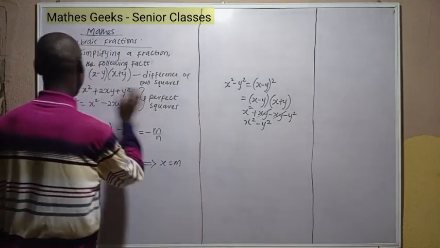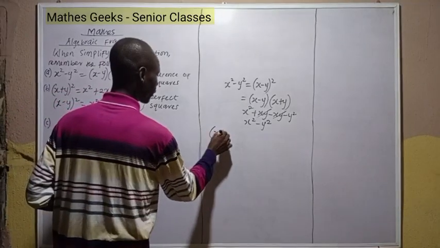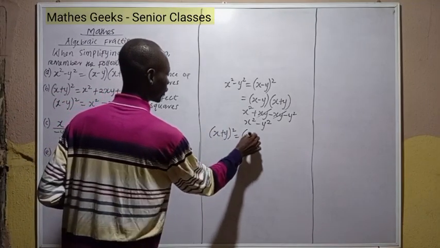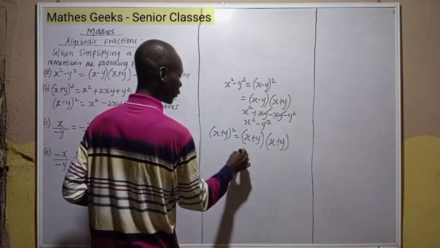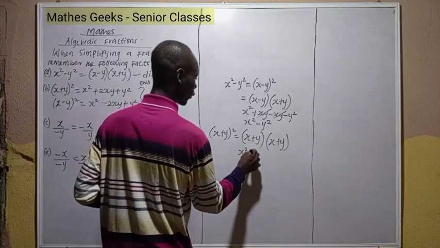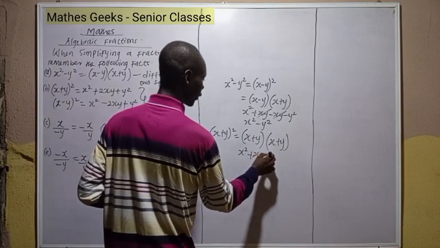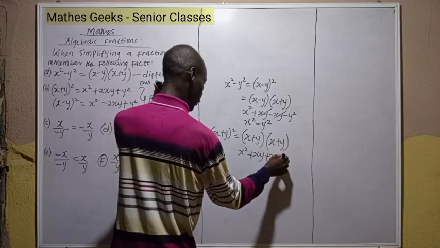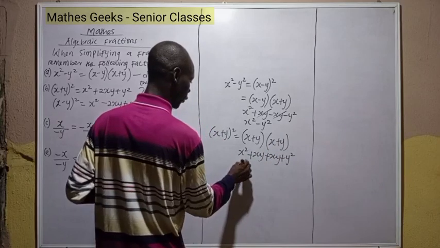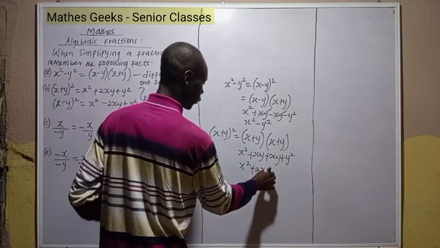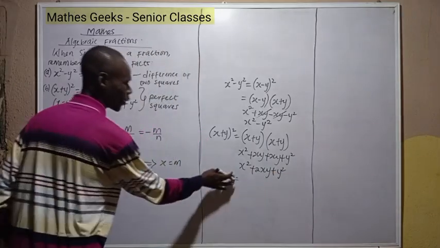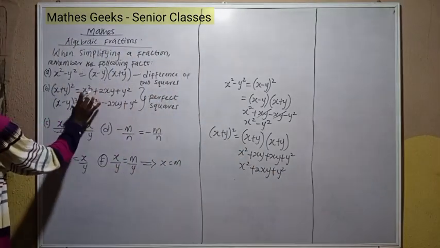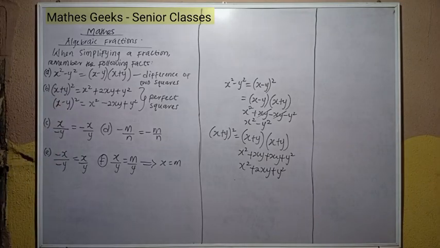The difference between these and this is that x plus y squared simply means x plus y and x plus y. So x times x will give us x squared, x times y will give us plus xy, plus y times x will give us plus xy, plus y times plus y will give us plus y squared. So we're going to have x squared plus 2xy plus y squared. So when expanded, we're going to have the same way. If we do the subtraction, we should be able to get this. So we call it perfect squares.